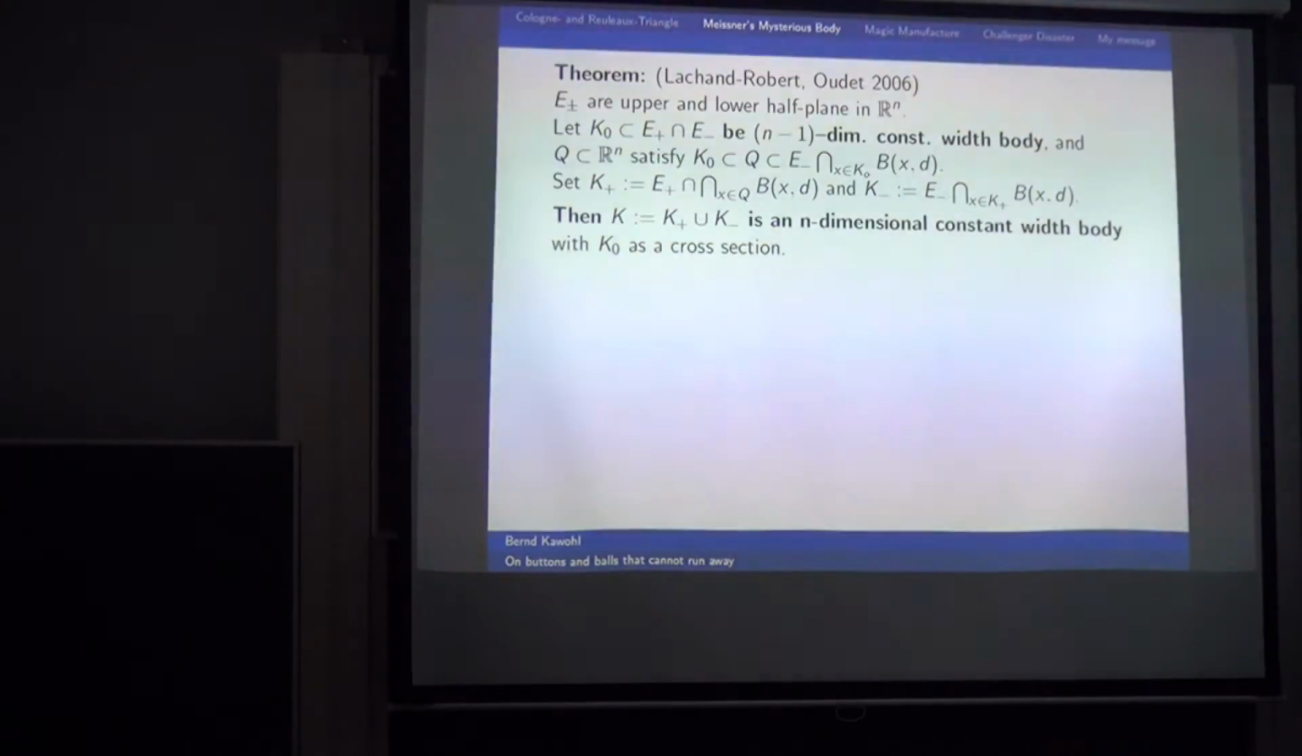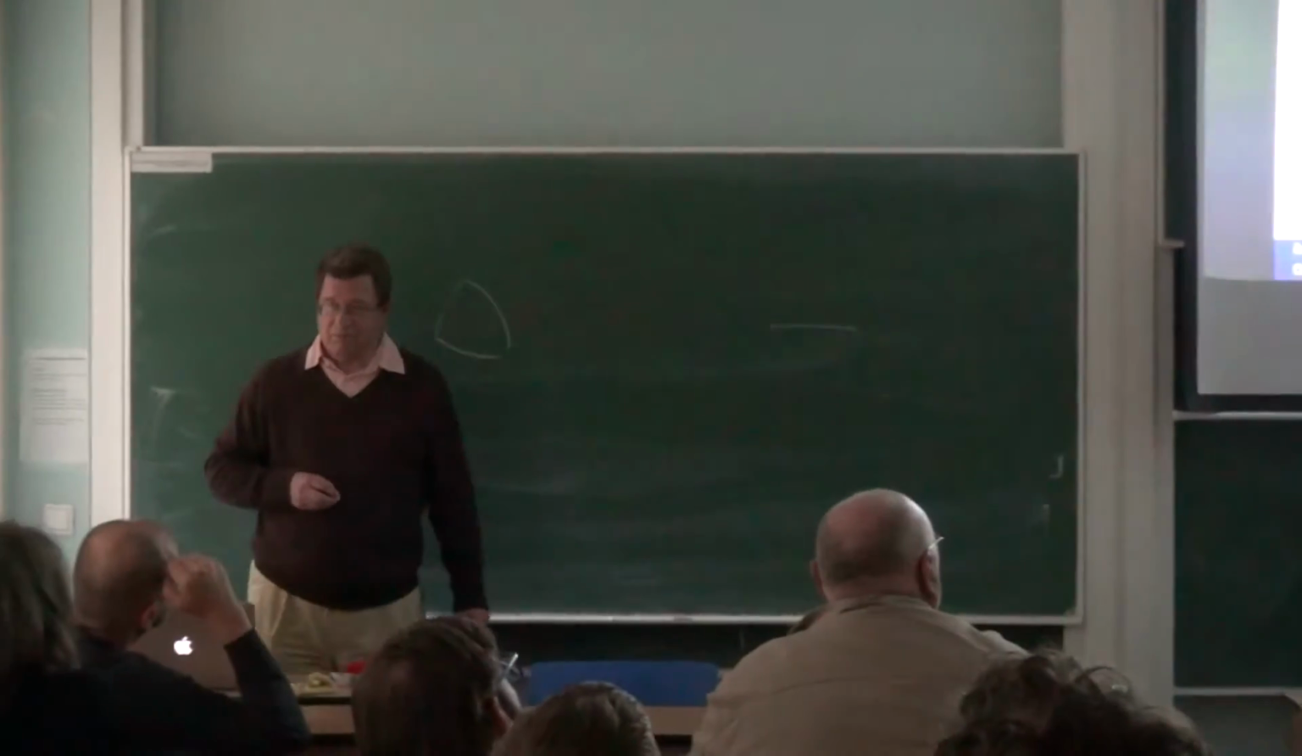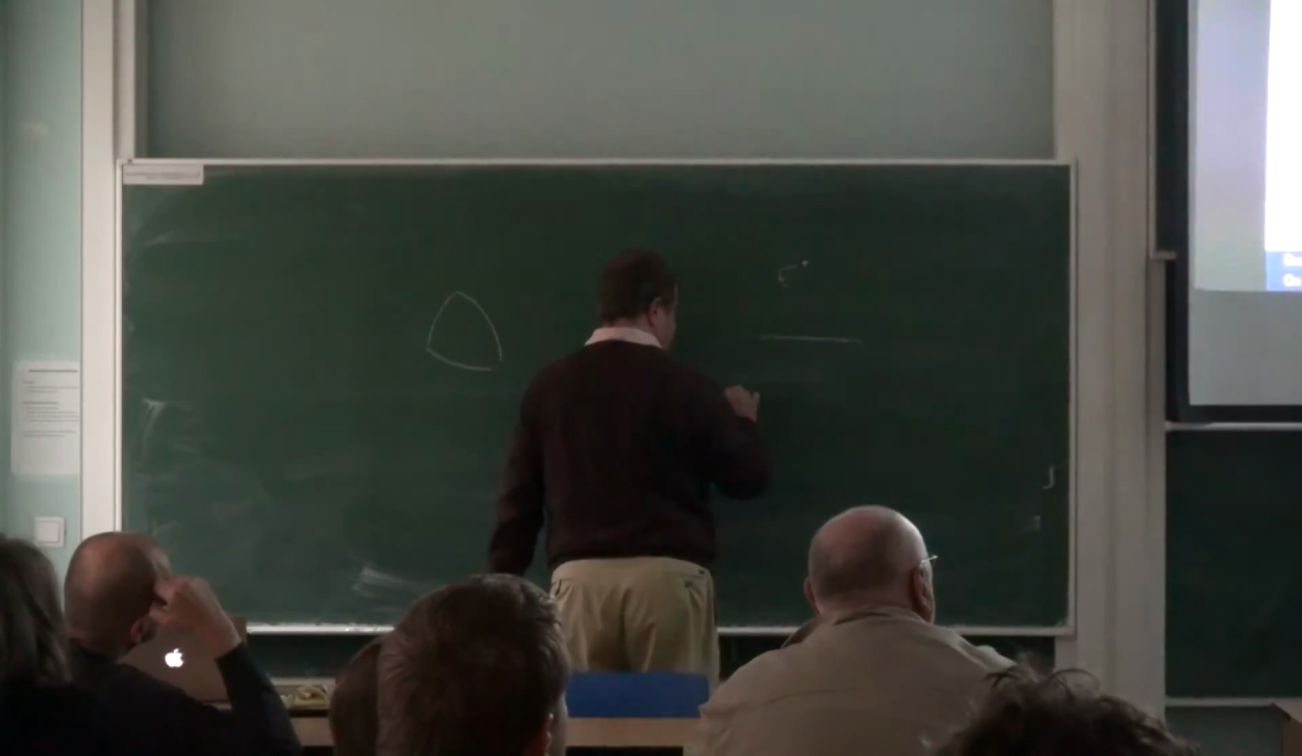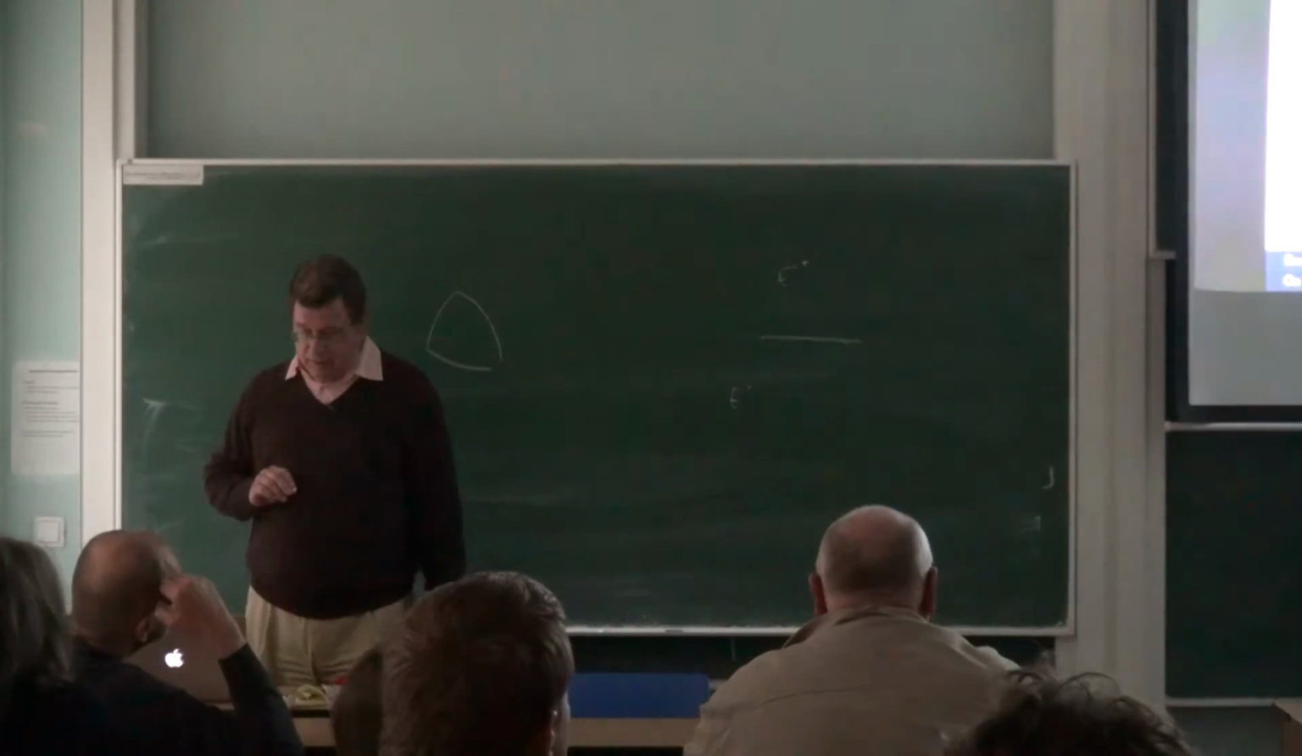Now here's a construction that was given by Lachand-Robert and Oudet in 2006, and it looks a bit confusing, but it's not so complicated. So I start with an n-1 dimensional body of constant width. So this is an n-1 dimensional body of constant width, an interval in 1 dimension. And then I take anything in the extra dimension that is above, I call E plus, and the other one I call E minus, and the points down here.